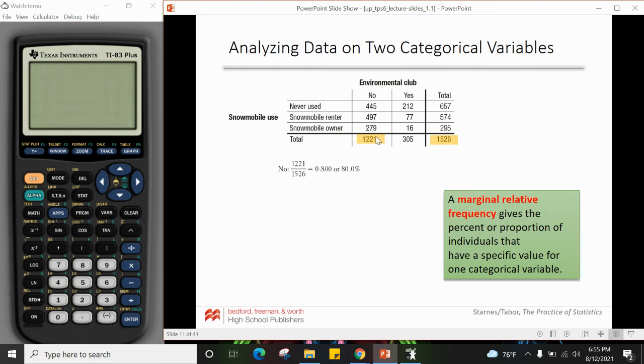So for example, if I was looking at, and they tell me one specific variable. So inside here, like if I picked 497, that's talking about snowmobile renters and no in the environmental club. So it's two things. All right. But this 1221, that is a marginal relative frequency because it's only looking at one variable. It's environmental club no. So 80% are not in the environmental club. That means that 20% are in the environmental club.